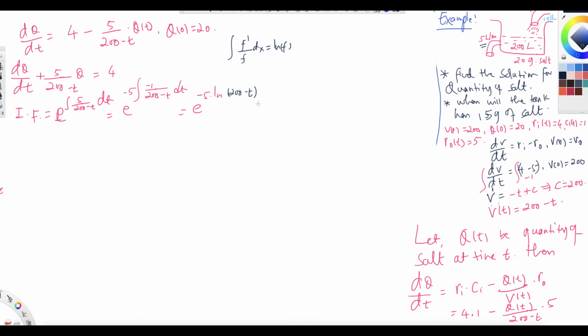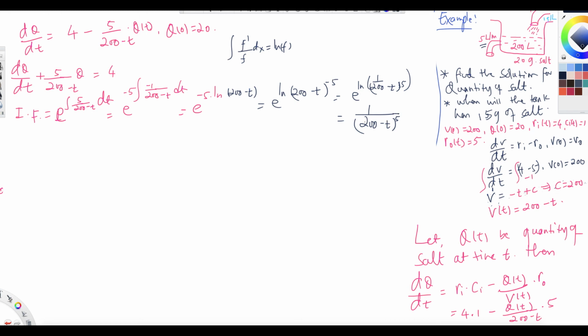So how do I remove this e and ln? You need to move this to the top. So what you get is e to the ln of (200 minus t) to the negative 5, right? If you write it in a better way, e to the ln of 1 over (200 minus t) to the 5th. So e and ln cancel out. So what is the integrating factor then? The integrating factor is 1 over (200 minus t) to the 5. This is what you get.